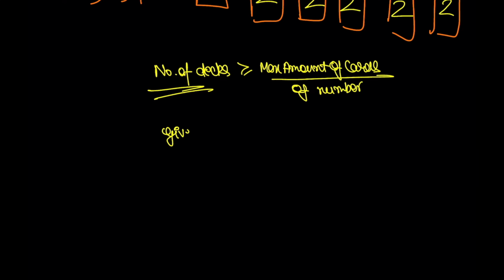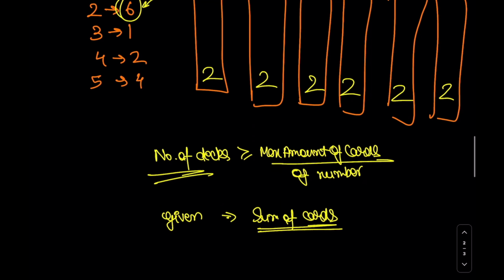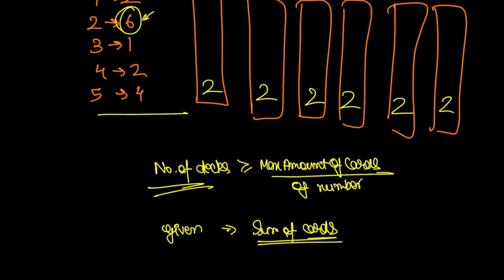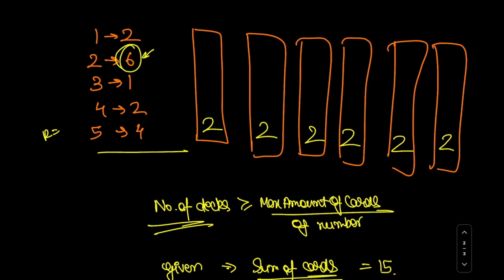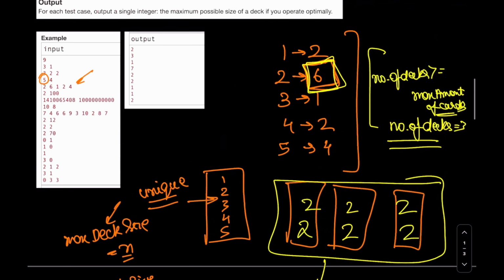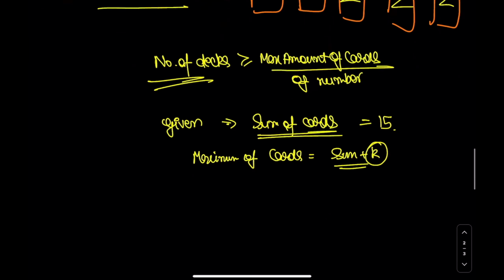Now another thing we can see is the total number of cards. We are given the cards, so we will find their sum. For this, the sum was 2 plus 6 is 8, plus 1 is 9, plus 2 is 11, and plus 4 is 15. And what is the maximum number of cards that we can have? That is sum plus k, since we can buy at most k more cards. The k given here was 4, so we can have 15 plus 4, that is 19 cards at most.